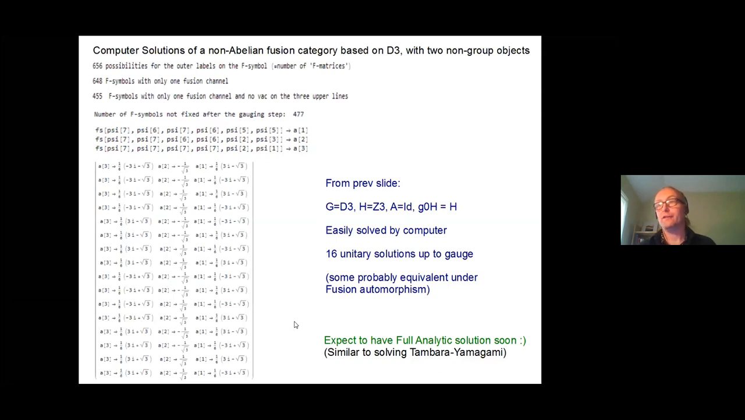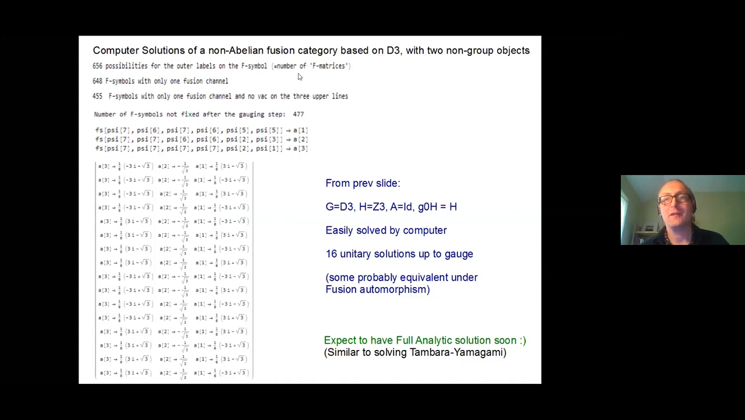Right, and then of course I wanted to know if some of these existed, and I was working on doing it by hand, and I think I will have explicit solutions by hand within maybe a week or two. But it's a bit more laborious than with Tambara-Yamagami, obviously, because we have more types of pentagon equations. But I think, like I said, that we'll have solutions for at least some of those.